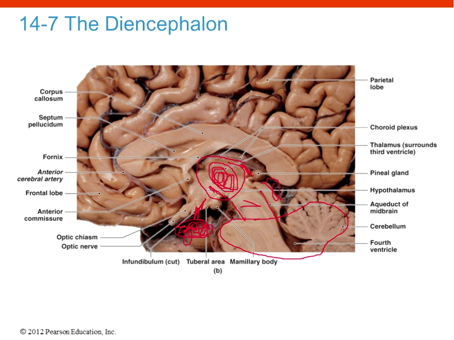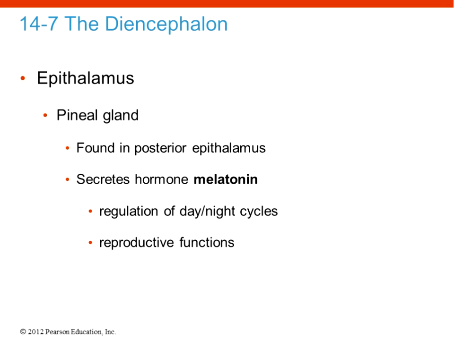All right? And again, to tie in what you're learning in lab, the pituitary gland, also known as the hypophysis, resides in the hypophyseal fossa of the sella turcica, which is one of the landmarks on the sphenoid bone that you're learning in lab. All right, so the epithalamus is the roof or top portion of the diencephalon.